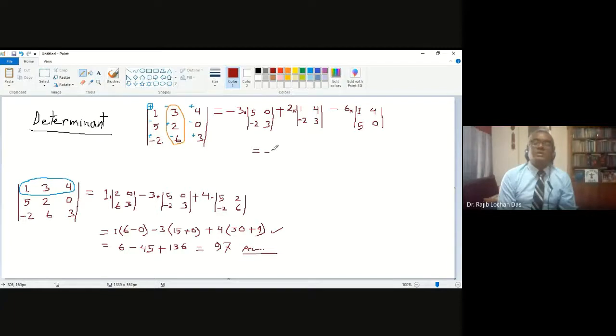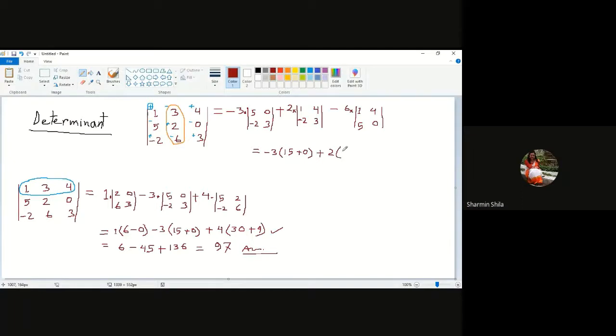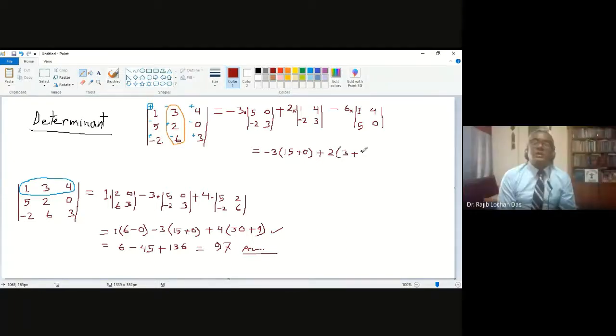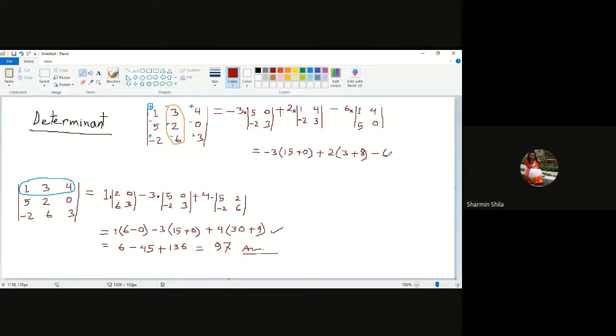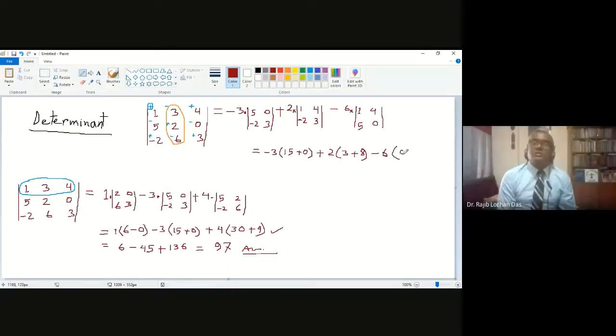So it is minus 3 and then bracket. So it will be 15 minus 2 into 0. So it is plus 0. If you write minus 0, that is all right. So 2, then what? 3 plus 8, correct. And then minus 6, then what? 0 minus 20. So you go to the next line for calculation.